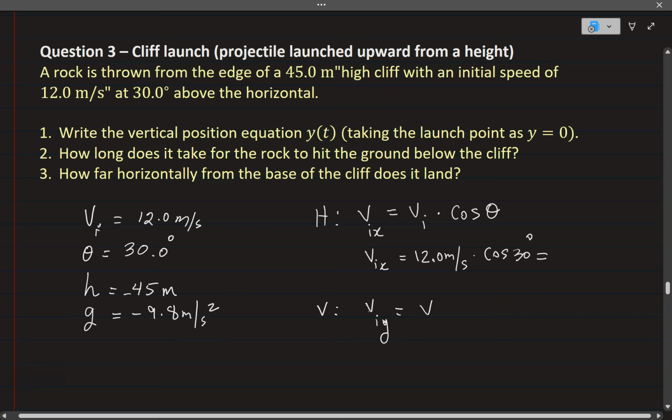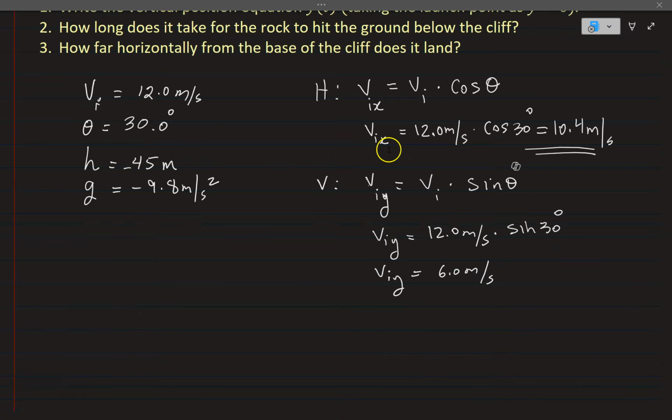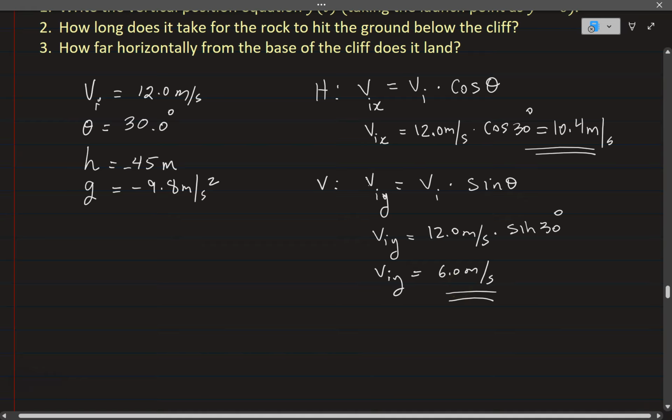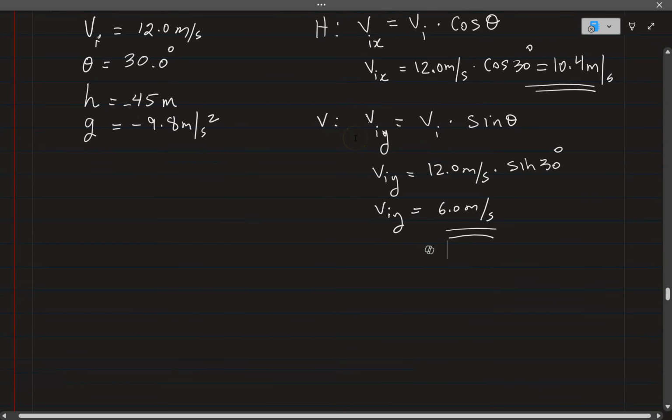The vertical is the same thing. Vi this time is sine theta, and then write it up. For the horizontal component of the velocity, we get 10.4 meters per second. For the vertical component, we get 6.0 meters per second. And now that we have this, we can go ahead and find the vertical position equation based on that.